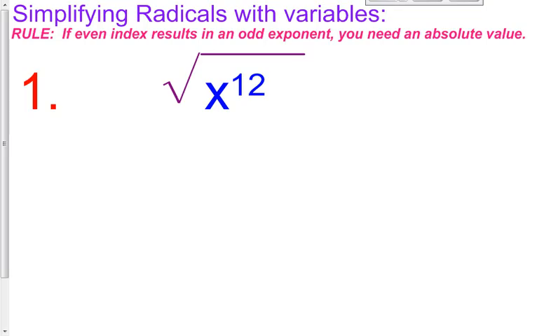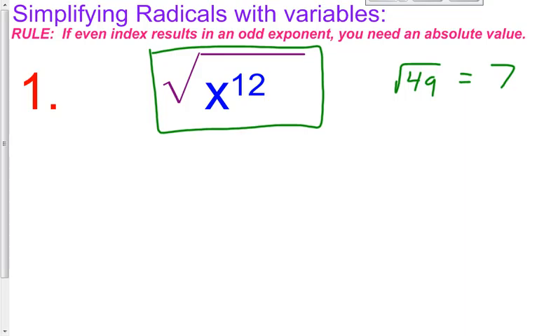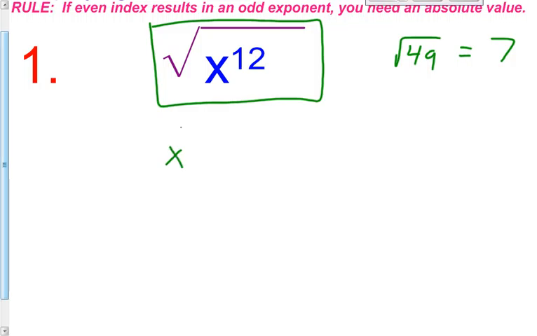All right, simplifying radicals with variables. So with this very first one, I started this lesson with an introduction by saying the square root of 49, in a way we're asking ourselves mentally, what times what equals 49? And that number is obviously 7. So going with that same philosophy, I ask you with this one, the square root of x to the 12th. What times what gives you x to the 12th? Let's just think about this for a second. If we say x cubed times x cubed, what does that give you?